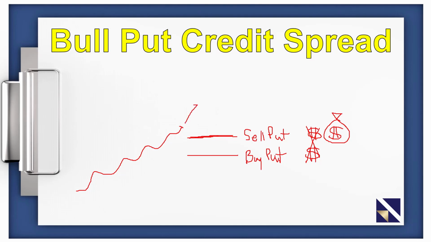So the stock could go up and you make money. The stock could go sideways and you make money. And it could even come down a little bit and you could still make money. Think about that. You're starting off your trade with probability already on your side.